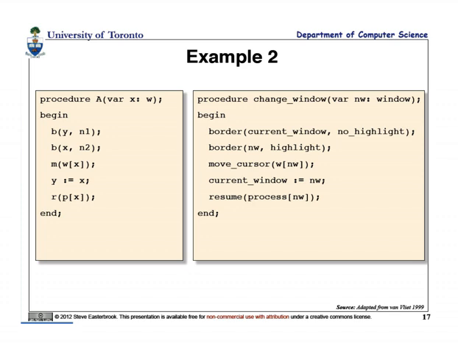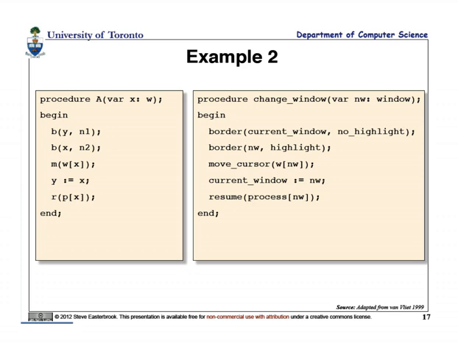Now let's look at example 2. On the left, we have procedure A. It uses cryptic single-letter variable names like X, Y, and W, and procedures like B and M. It's almost impossible to understand at a glance, but on the right, we see the exact same logic with meaningful identifiers. The domain here is a graphical user interface window management system. The code is handling a focus change event.